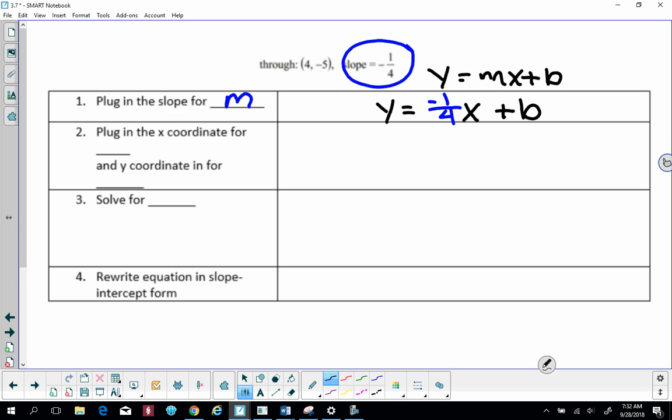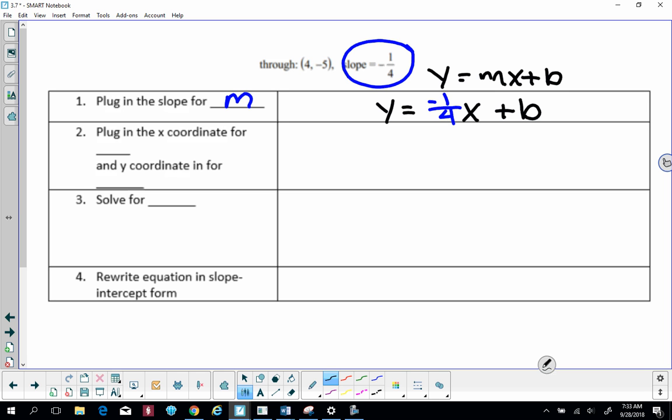So the first thing, when given a slope and a point, we just plug in the slope for m. And I remember when I'm looking at slopes, they look like hills, right? And an m looks like a bunch of slopes. So I remember that m means slope.